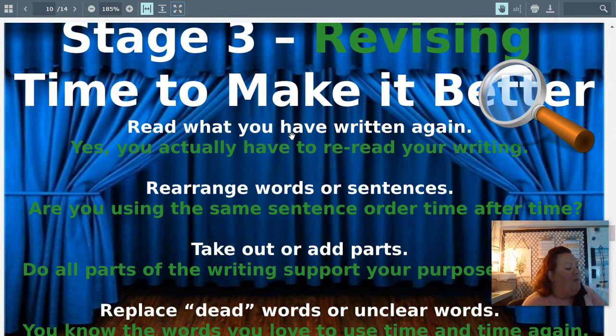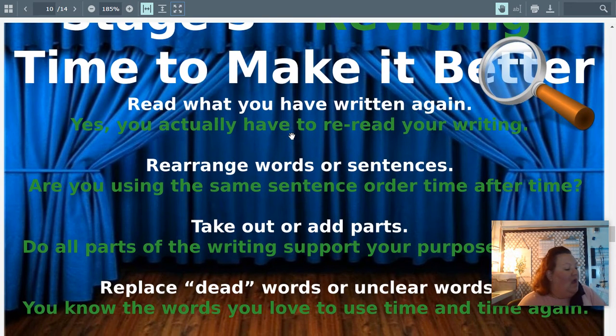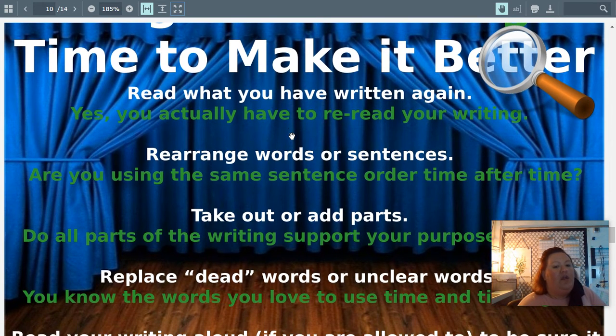What can you rearrange in your writing? Rearrange words or sentences. What can you ask to accomplish this goal? Are you writing the same sentence order time after time? Are you writing simple sentences over and over again? If you are, that is going to be a very boring paper. Change it up. Write simple, write compound, write complex, write some compound complex. Change it up and make it interesting.